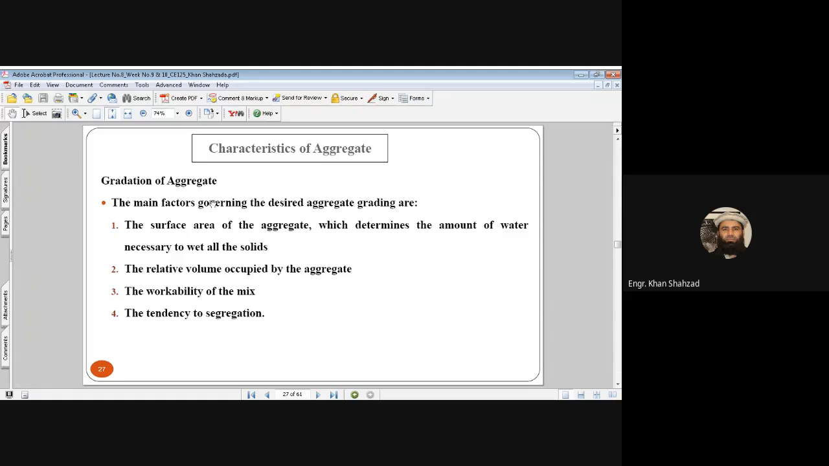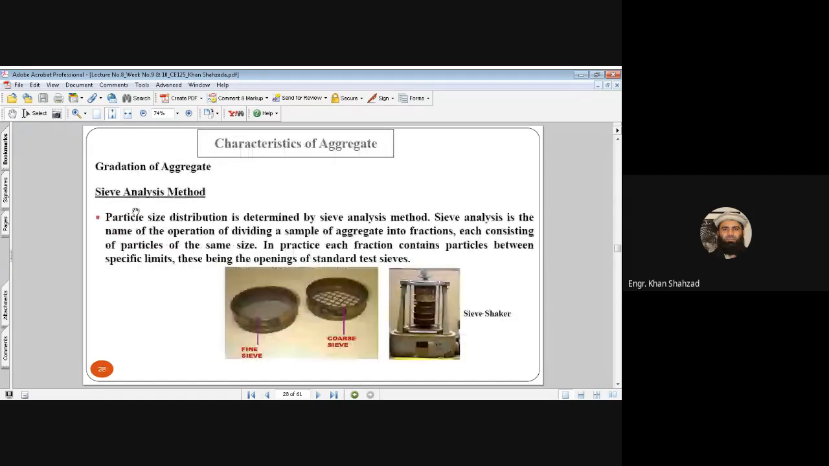So if we are using well graded aggregates, we can have proper workability. We will have minimum segregation or no segregation, and most of the volume will be occupied by the aggregates. As I told you, three-fourths of the volume has to be occupied by the aggregates, so that you can have proper volumetric stability. Now the sieve analysis method.